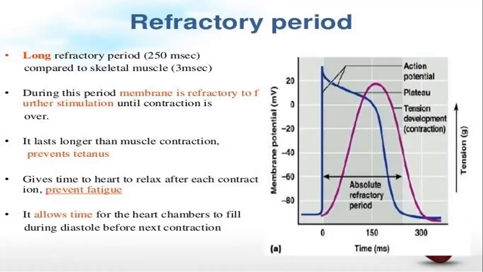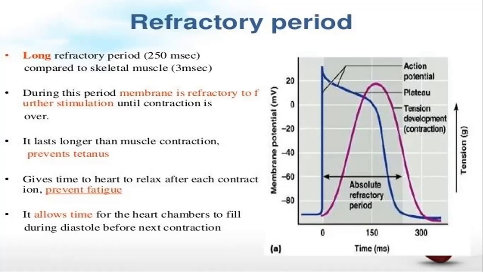So cardiac muscles, we can see they have a long refractory period, nearly 250 milliseconds in the ventricular muscle. During this period, the membrane is absolutely unresponsive to a next stimulus. So you cannot tetanize this muscle. That is, you cannot summate the contraction.